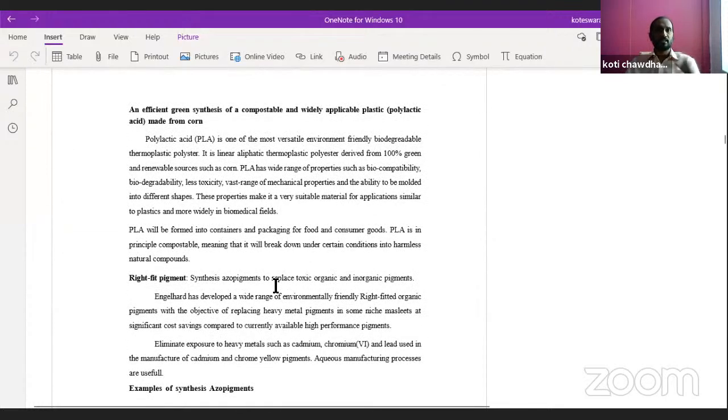Okay. Next, the second thing is an efficient green synthesis of compostable and widely applicable plastic. Polylactic acid is taken from corn material. It is actually a biodegradable plastic. This biodegradable plastic is used for food covering and food delivery materials, and it is a 100% green material, 100% green plastic. It is 100% biodegradable and 100% green material.